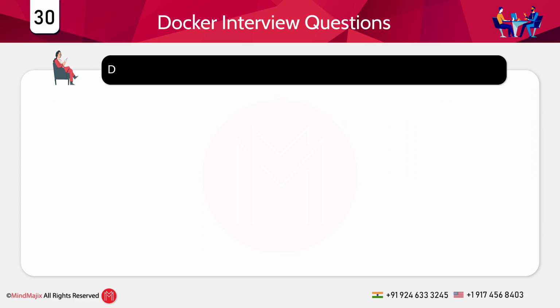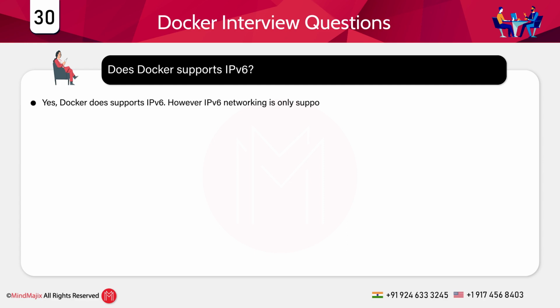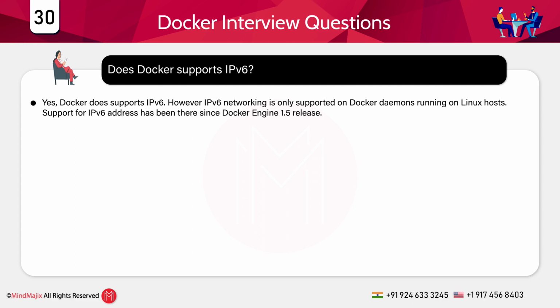The next question, does Docker support IP version 6? So the answer is yes, Docker does support IP version 6. However, IP version 6 networking is only supported on Docker daemons running on Linux hosts. Support for IP version 6 addresses has been there since the Docker Engine 1.5 release.